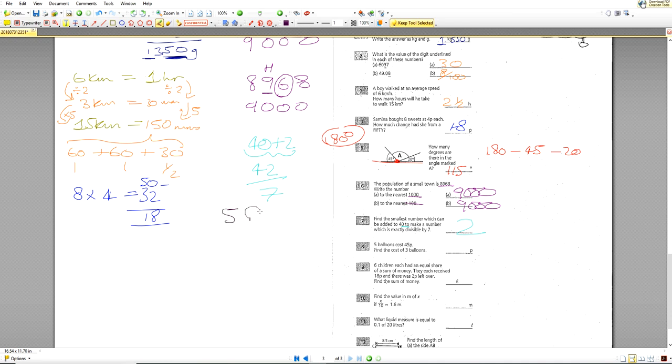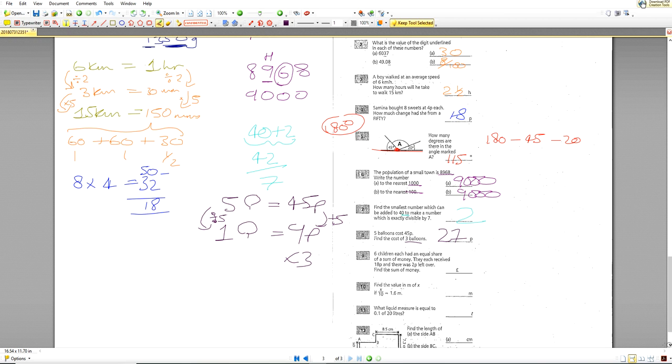5 balloons cost 45p. So to find the cost of 1 balloon, we divide 45 by 5, which gives you 9p. It's 9p per balloon, and we have 3 balloons in the question, so we do 9 times 3, which gives us 27p. Done. Okay, next question.